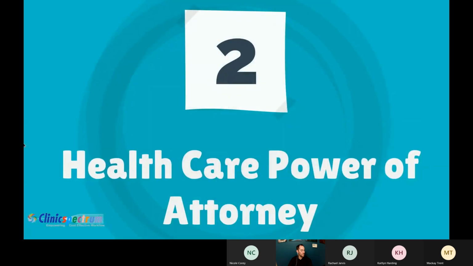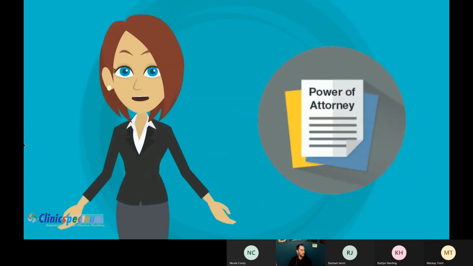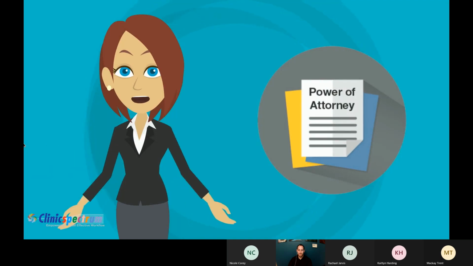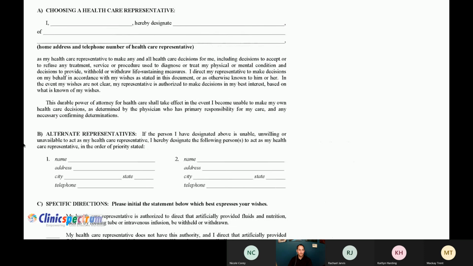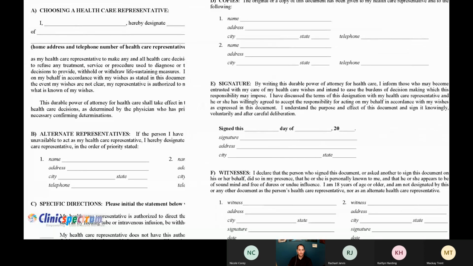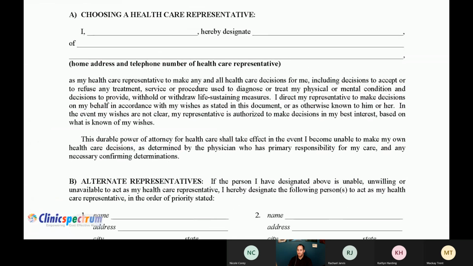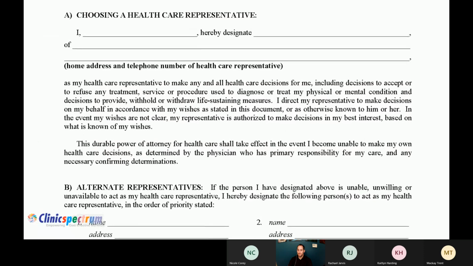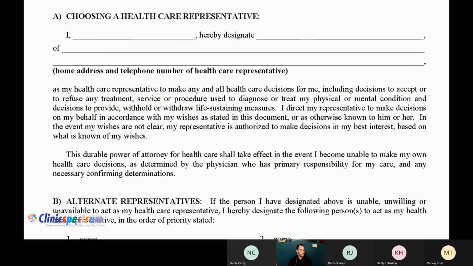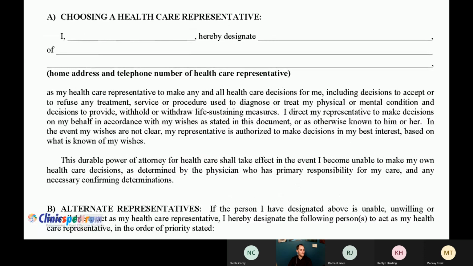Healthcare power of attorney. This form of advance directive allows you to select a family member or a friend as the decision maker regarding healthcare issues. A healthcare power of attorney pertains to healthcare matters only and allows you to specify in writing the types of care you do and do not want to receive. In Section A, you choose a healthcare representative or agent who will represent you to make decisions on your behalf in accordance with your wishes, as stated in the document.